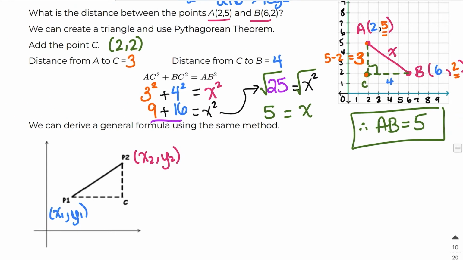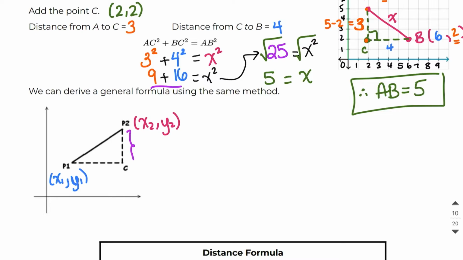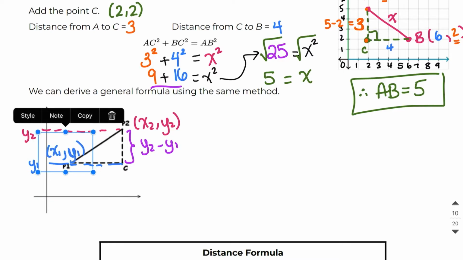So to find this corresponding value right here, I would just figure out the difference in my y value. So if you notice right here, this y value is at y2, and this y value is at y1. So to find the distance between my two y values, I'm just going to do y2 minus y1. Okay? And then I'm going to do something similar with my x values.